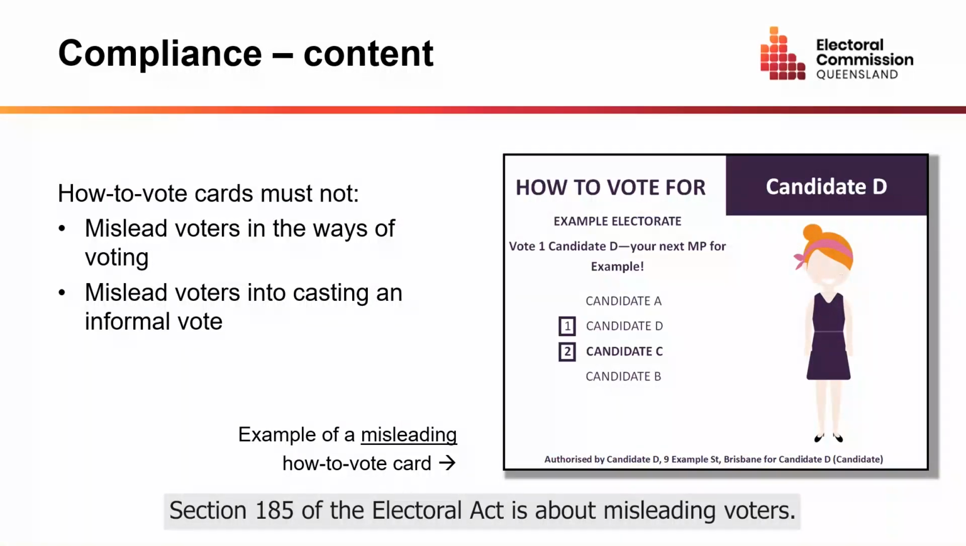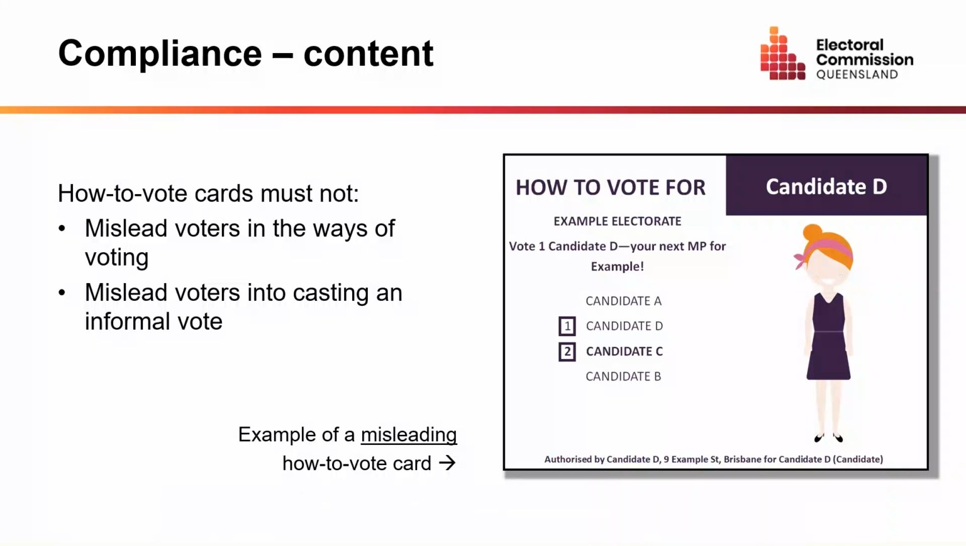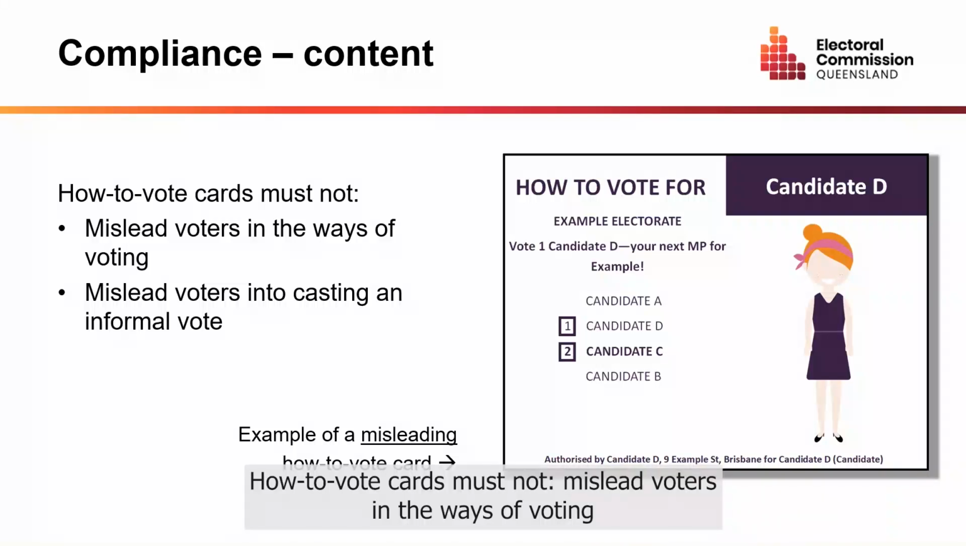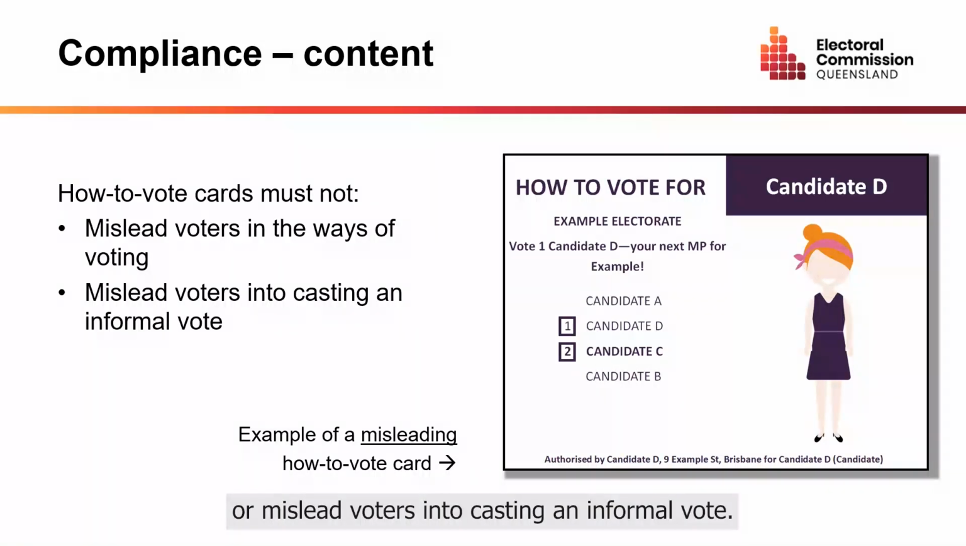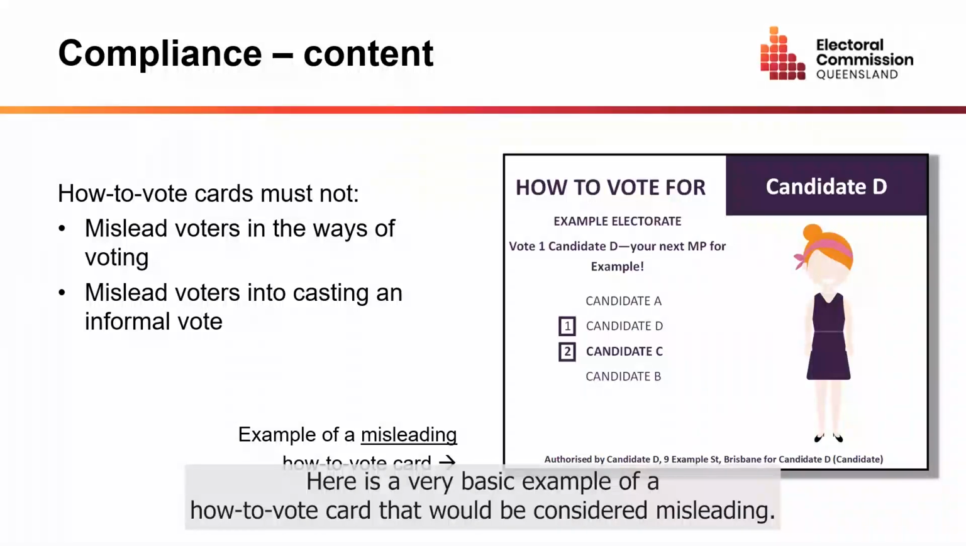Section 185 of the Electoral Act is about misleading voters. How to Vote cards must not mislead voters in the ways of voting or mislead voters into casting an informal vote. Here is a very basic example of a How to Vote card that would be considered misleading.